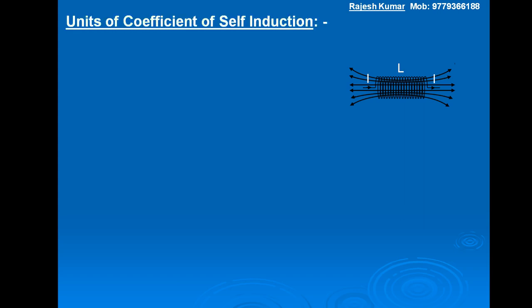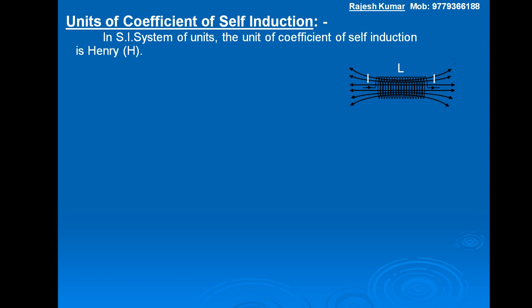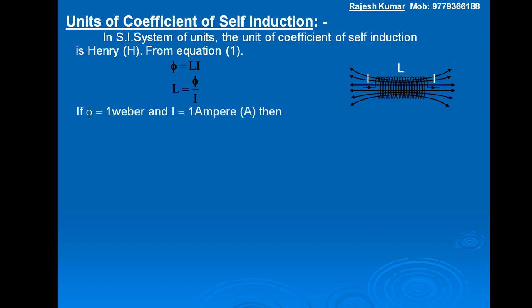Now, units of coefficient of self-induction. In the SI system of units, the unit of coefficient of self-induction is Henry, capital H. From equation 1, phi is equal to L into I, or L is equal to phi upon capital I. If phi is equal to 1 Weber and capital I is equal to 1 ampere, then L is equal to 1 Weber upon 1 ampere, which is equal to 1 Henry, capital H.